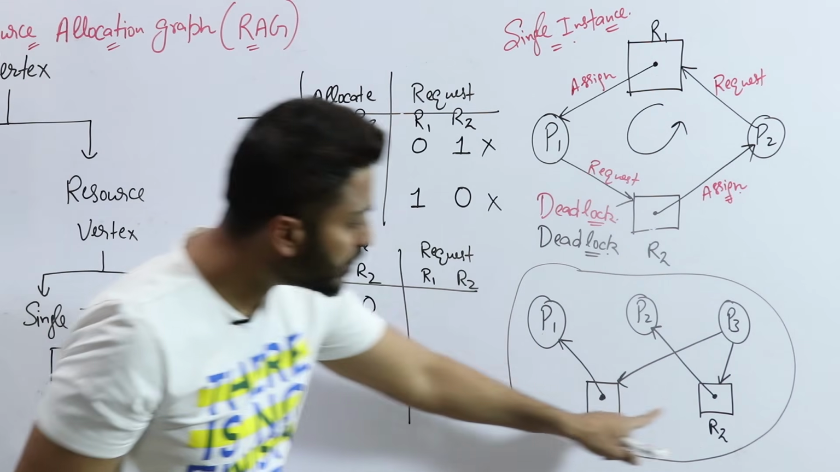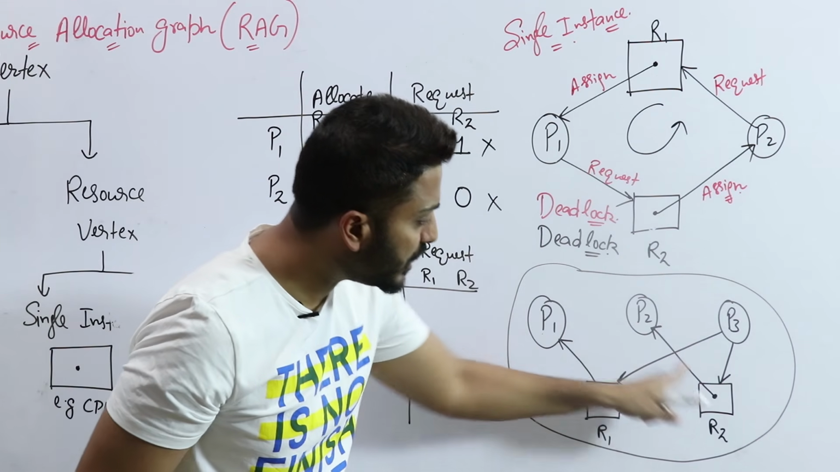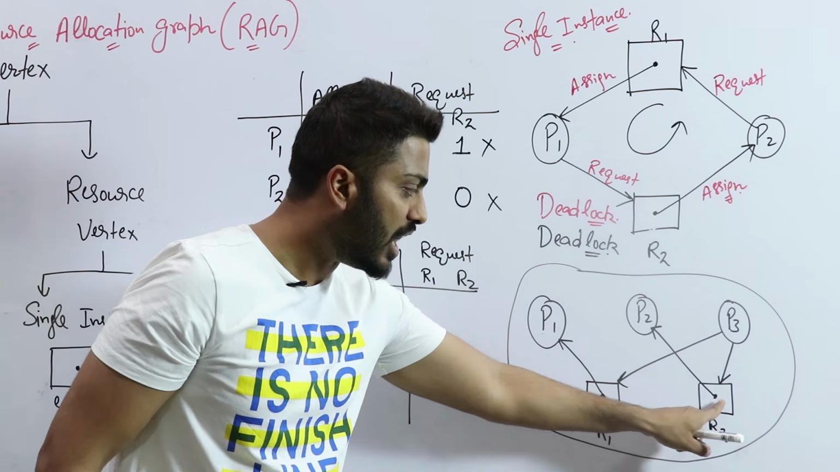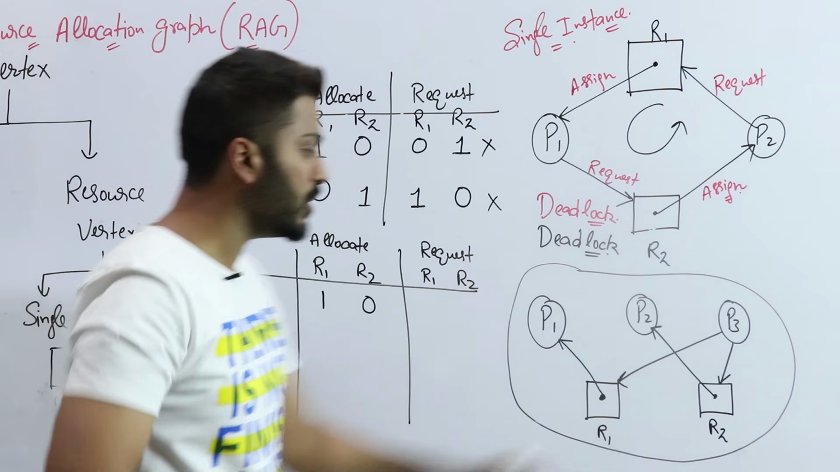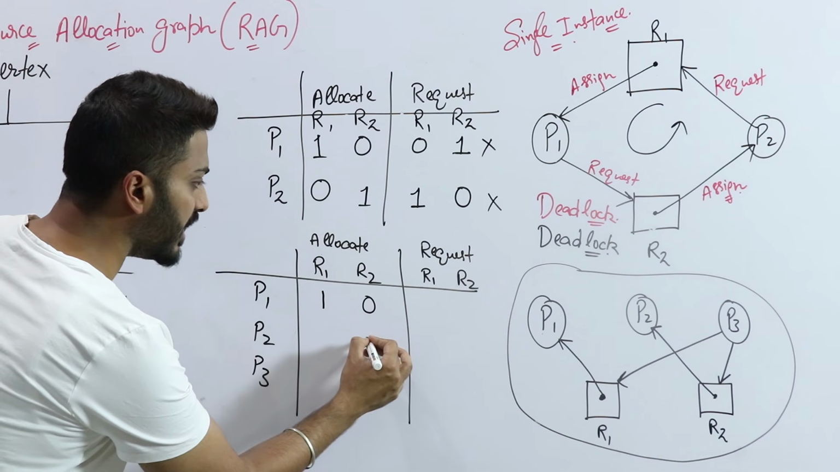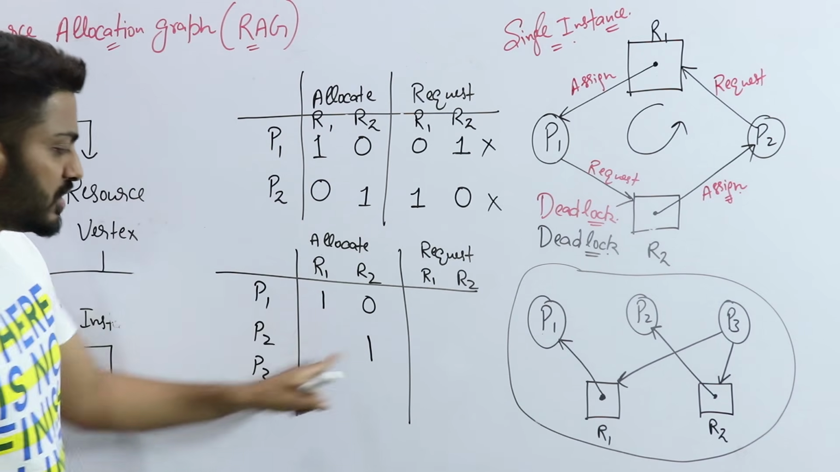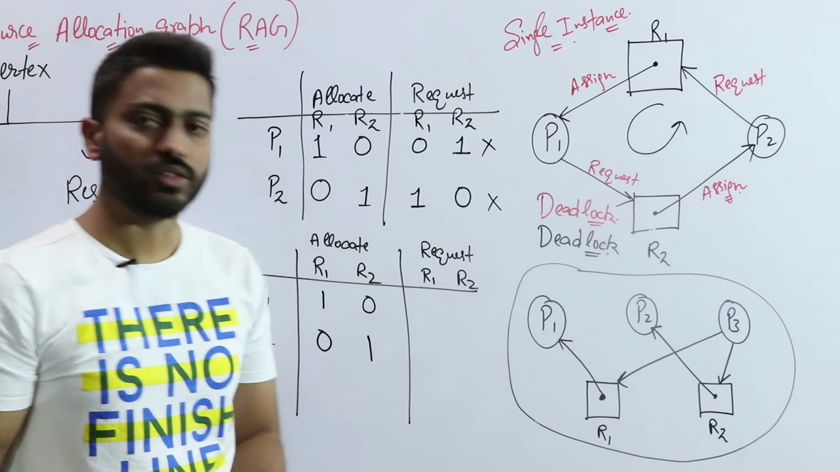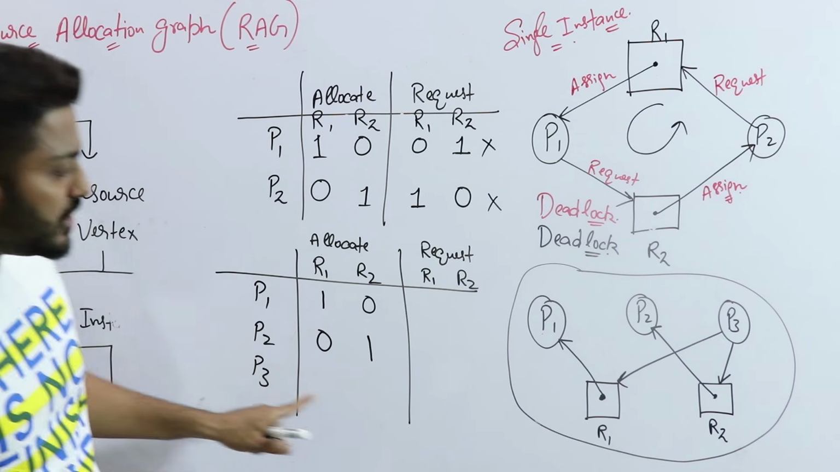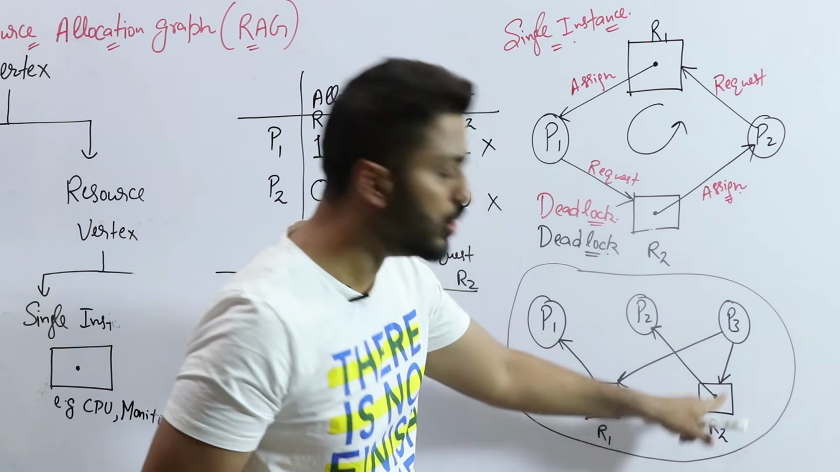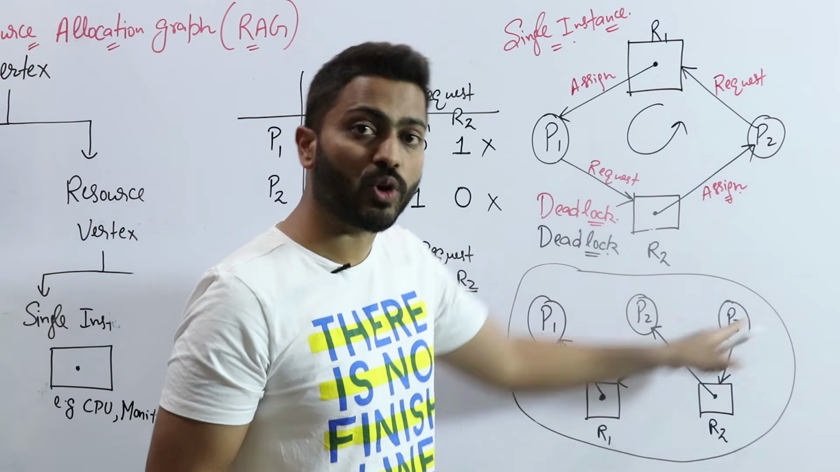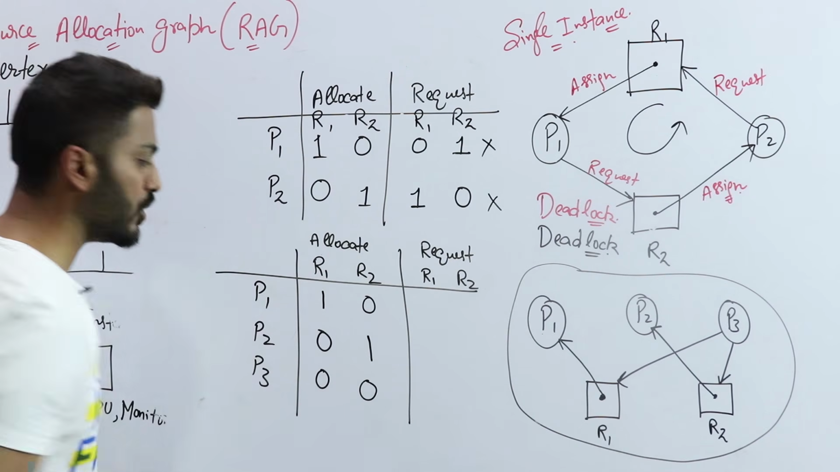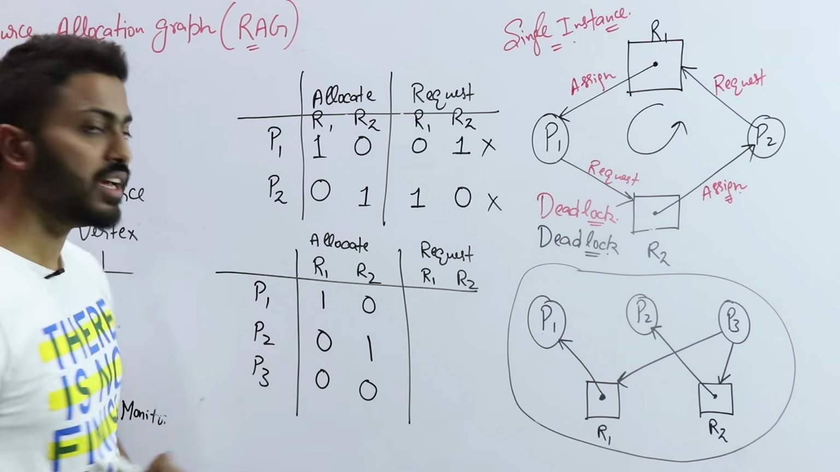Check which resource P2 has. P2 has R2, because the edge is moving towards the process. It means R2 is already taken by P2. So just write 1, and R1 is not taken by P2, so just write 0. Check. Has P3 taken any resource? No. There is no edge moving towards the process. So P3 has taken neither R1 nor R2. No instance has been taken by P3.